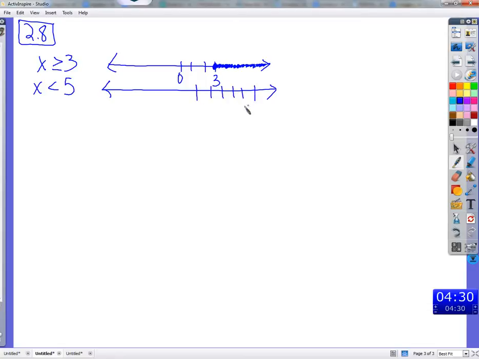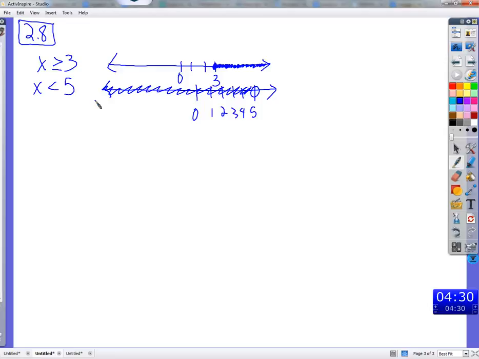0, 1, 2, 3, 4, 5. Okay. So can x be equal to 5? So how do we show that x can't be exactly 5? Open circle. And then how do we show that x can be anything less than 5? Shade to the left. All of these points right here are okay. It's okay for x to be those points.